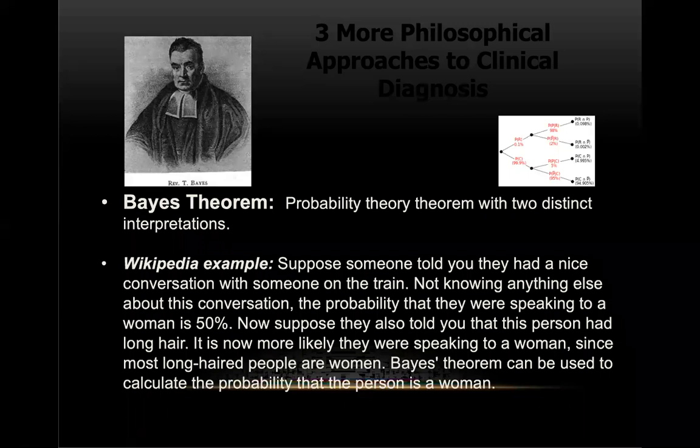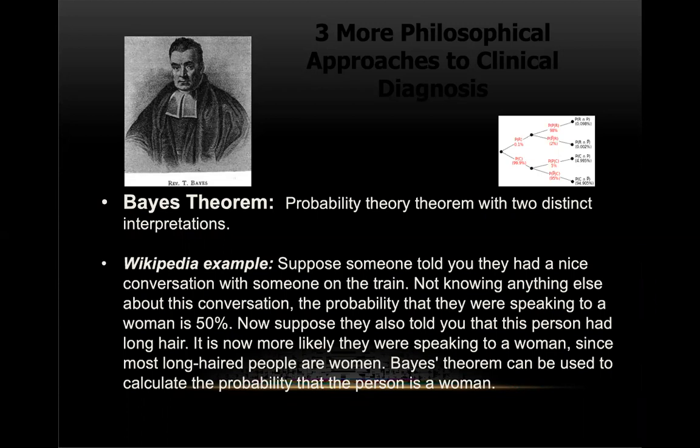This is an example from Wikipedia itself. Someone had a train travel, and on the train had a very nice conversation. Without knowing anything, there is a 50% probability that it was with a woman. Then the person says that the one they spoke with had long hair.